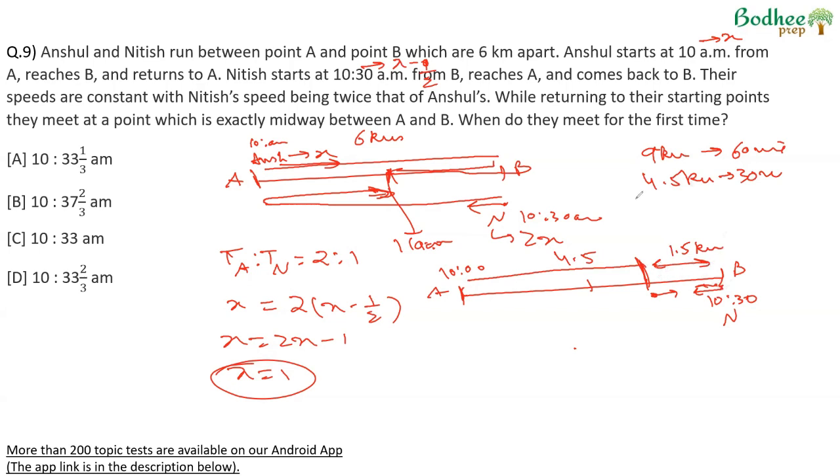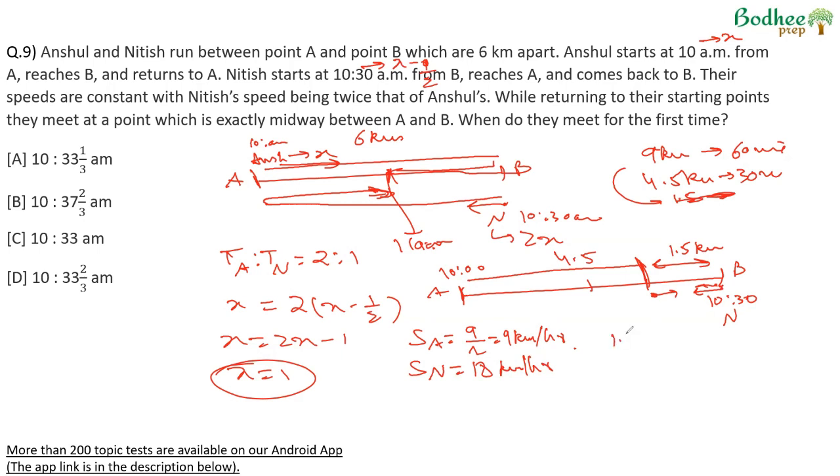Time taken to cover this distance will be... 1.5 kilometers is the distance. If you look at the speeds here, the speed of Anshul is 9 kilometers in 60 minutes, so 9 kilometers per hour. The speed of Nitin will therefore be double that, 18 kilometers per hour.